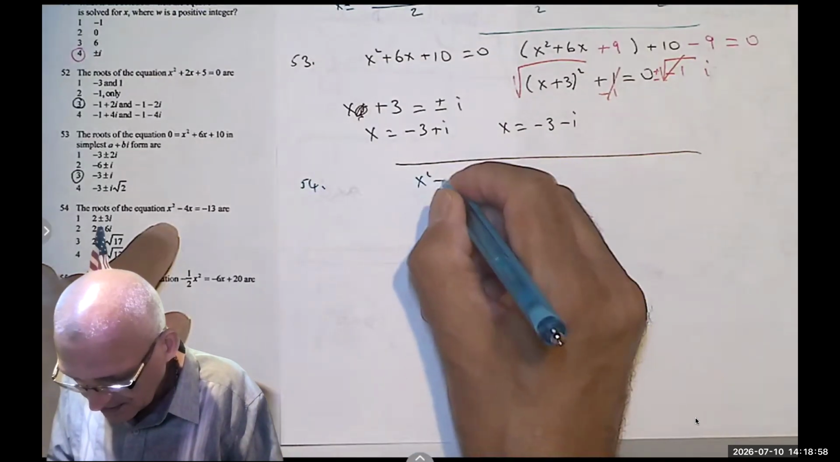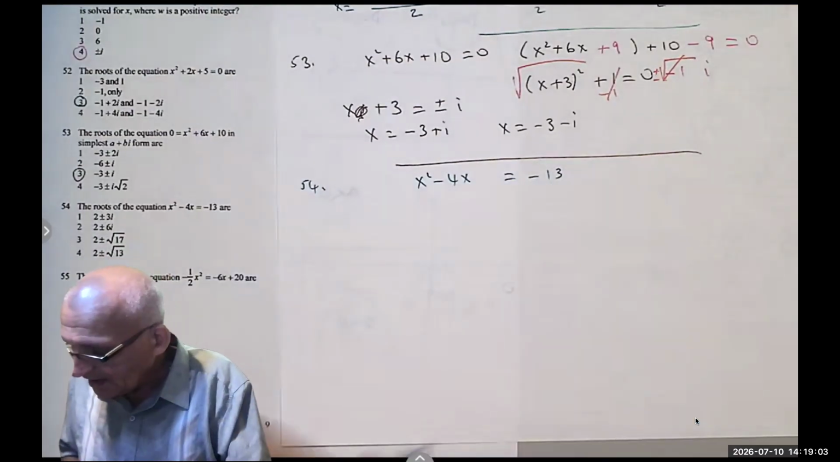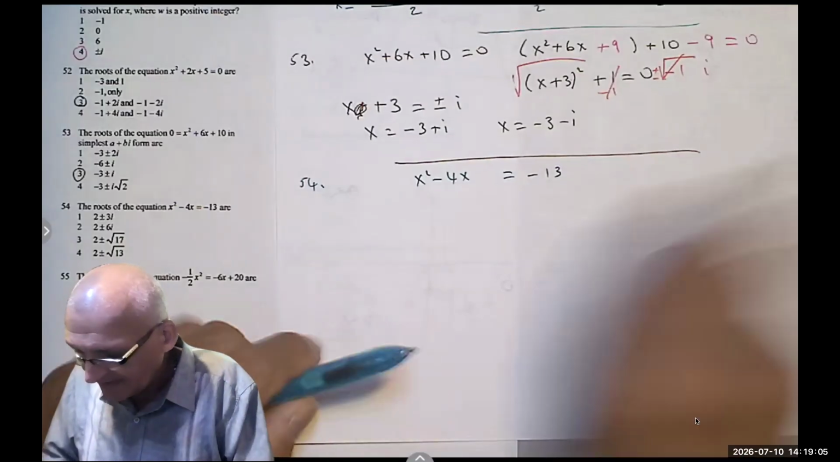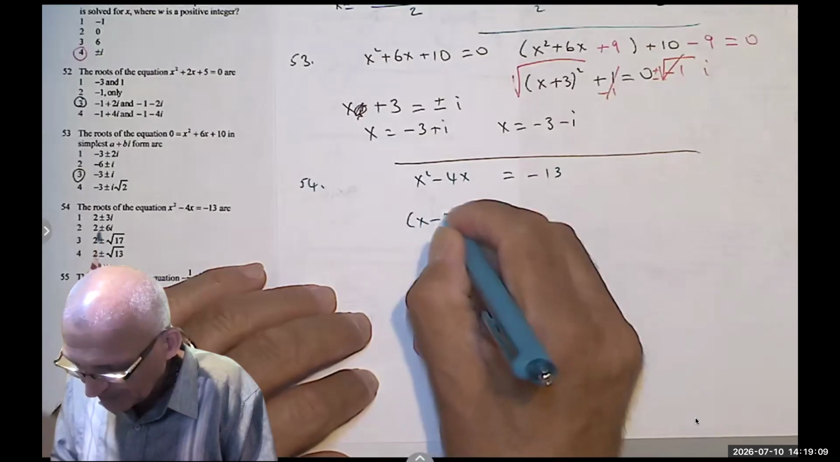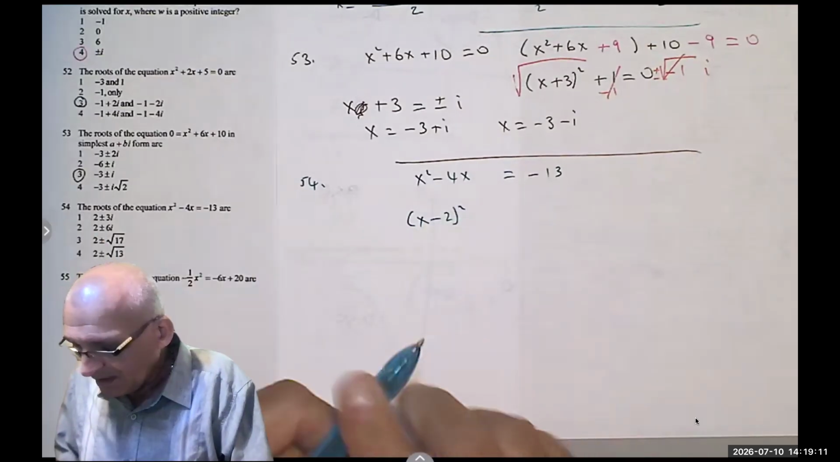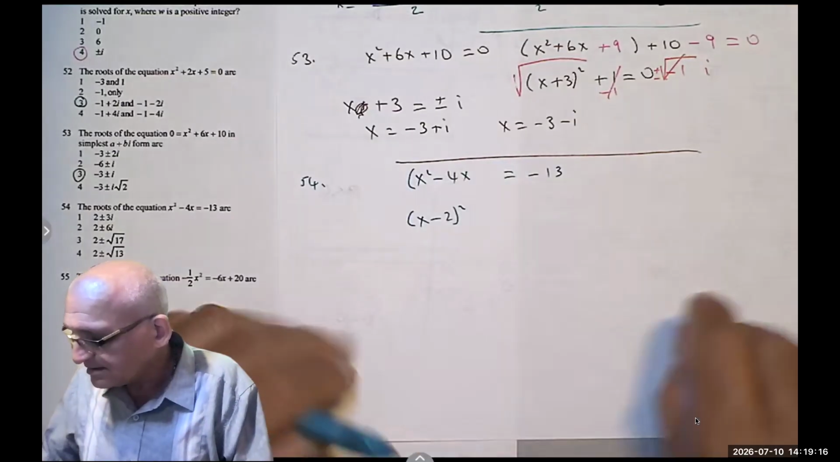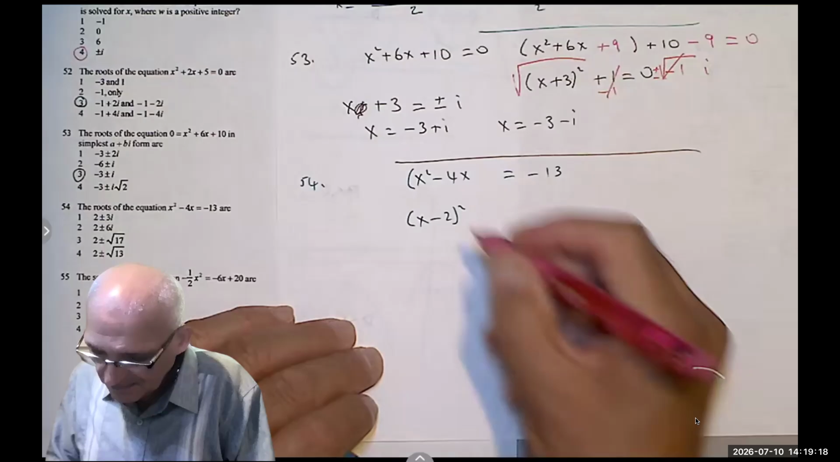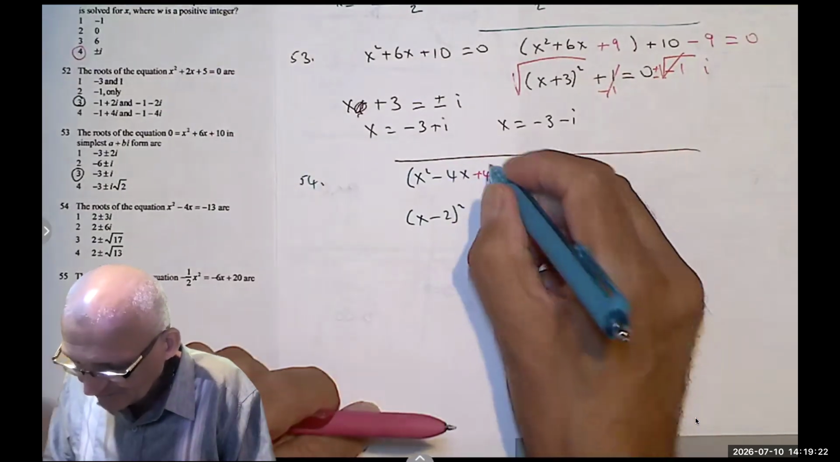x squared minus 4x equals negative 13. Here, I'm going to say, okay, if I divide negative 4 by 2, I get negative 2. So eventually, I will end up with that. Okay? But what do I need to add here? Of course, 2 squared, which is positive 4, right?